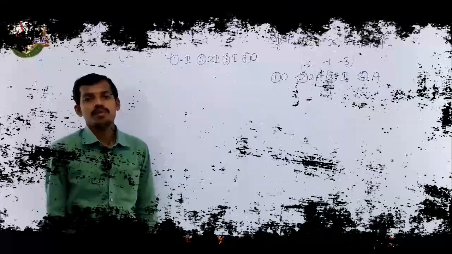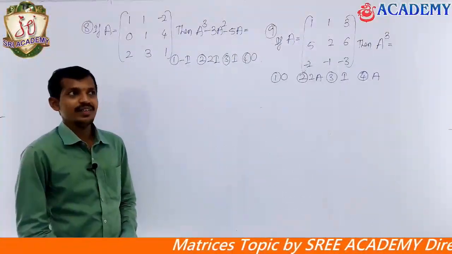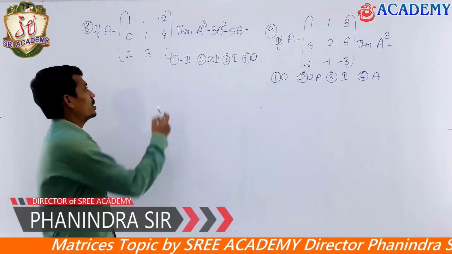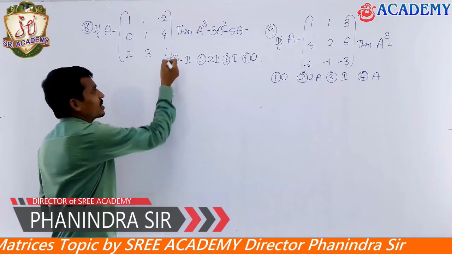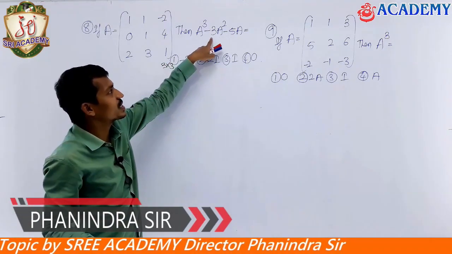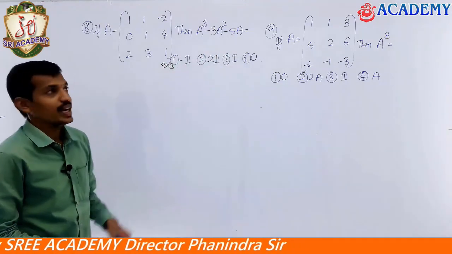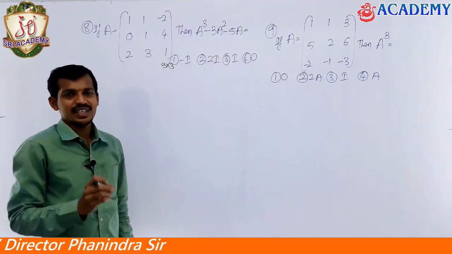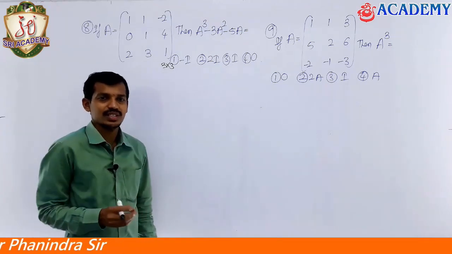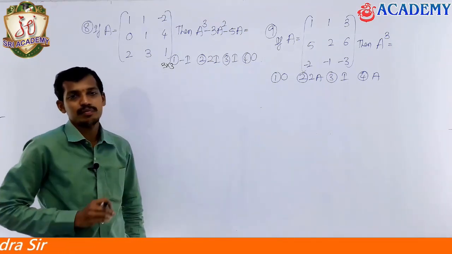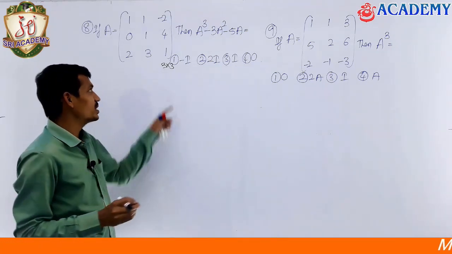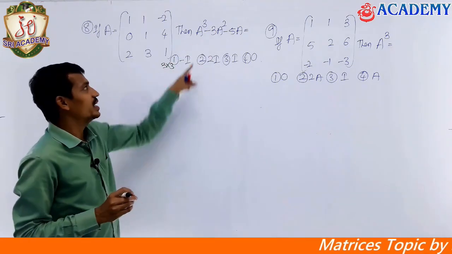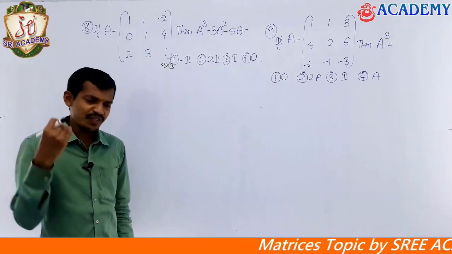Let's see this problem. Here we are given a 3 by 3 matrix. Indirectly, what he asked is A cube minus 3A square minus 5A. For a 2 by 2 matrix, asking for A square minus 2A is not a big problem. But for a 3 by 3, finding A square is difficult and A cube is also difficult. If you find them, also no problem.